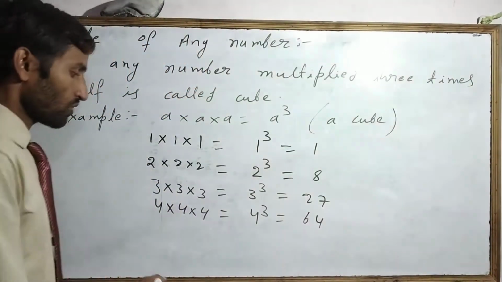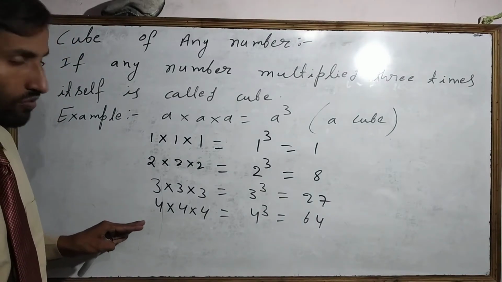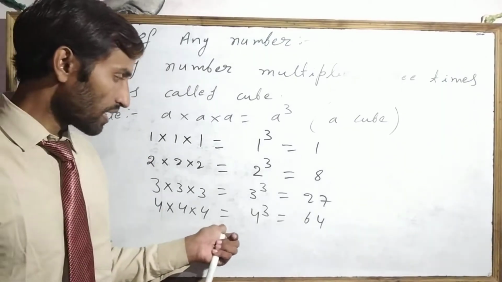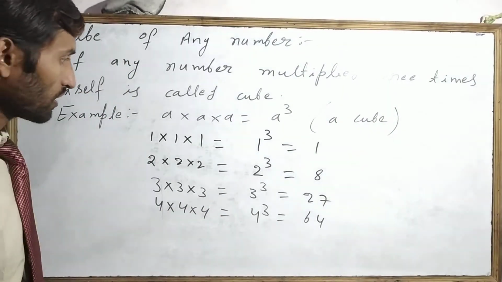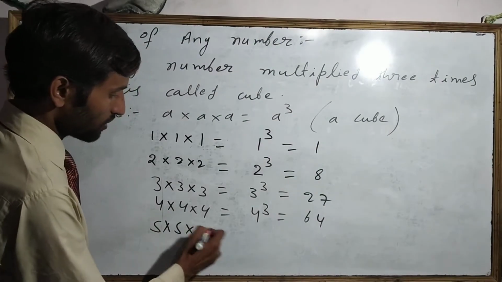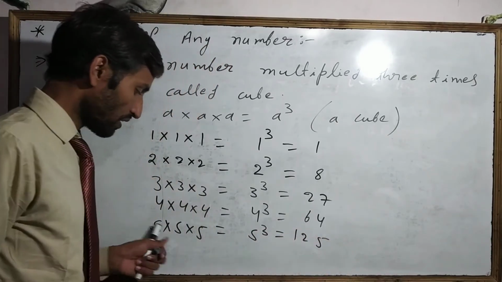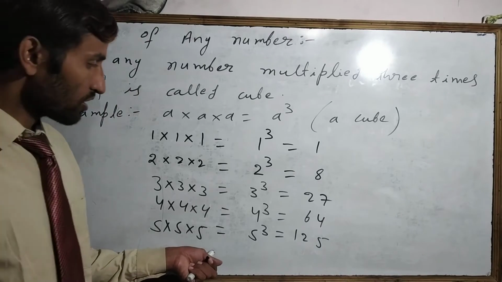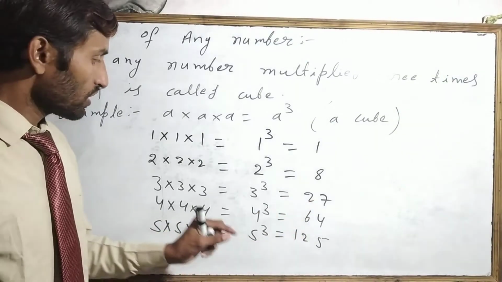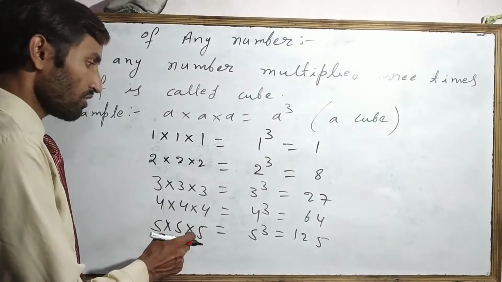The same process we follow for whatever number comes next. If any number is multiplied three times by itself, we say that is a cube. Now 5 into 5 into 5, so 5 cube is 125. Multiply 5 5s are 25, 25 5s are 125. Same here also, 4 4s are 16, 16 4s are 64. So multiply any number three times, and the answer is its cube.